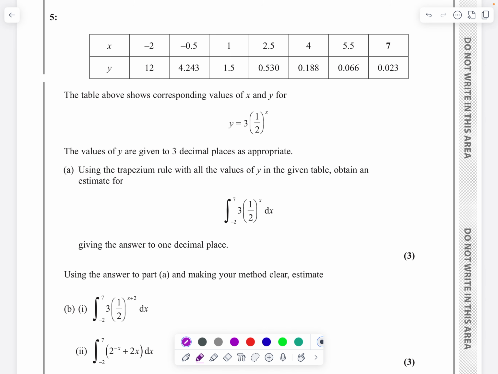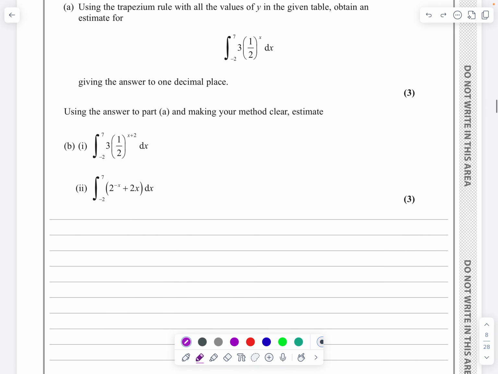It says, the table above shows corresponding values of that function. Use the trapezium rule to work out that. So I always just have a very quick check of a couple of things. Is this a function, which it is? Does it go from 7 to -2? Yes, it does. And how many marks is it worth? It's worth 3 marks. This is the most basic trapezium rule part that we can do for a question.